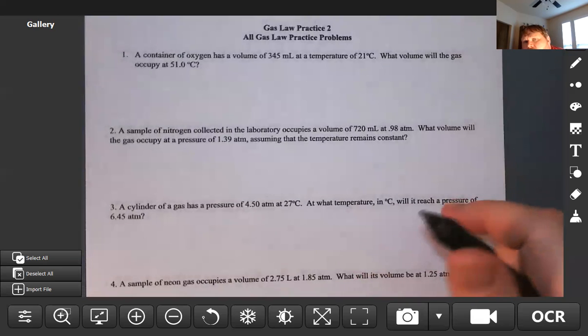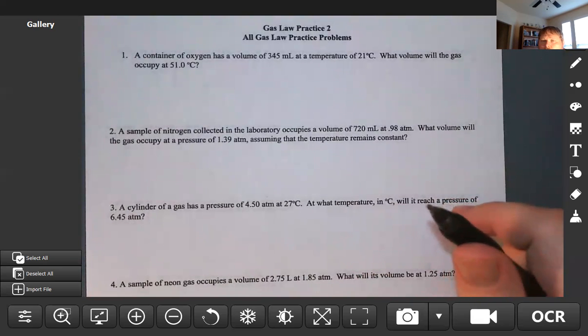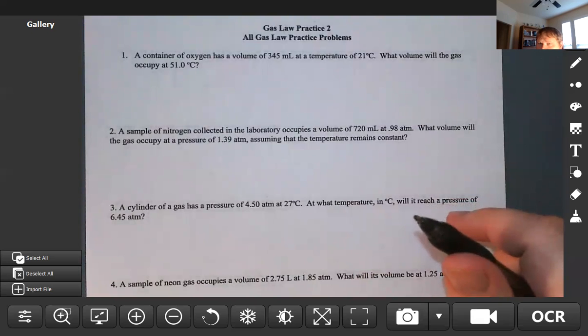Before we do any of these word problems, reminder, when we work with gases, the temperatures that we have to work with must be in Kelvin. We can only do work in absolute temperatures, which is Kelvin.